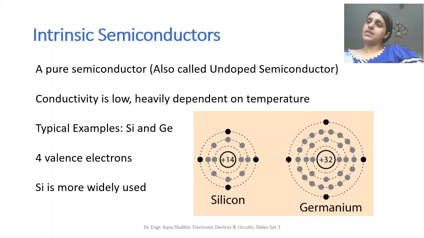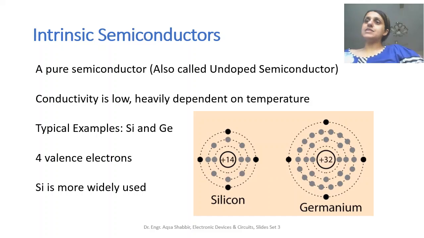Now we know that semiconductors are elements from the fourth group of the periodic table. So basically semiconductors are those materials which have 4 valence electrons. The most typically used semiconductors are silicon and germanium. Both, as you can see, even though they have different atomic numbers, with silicon having an atomic number of 14 and germanium having an atomic number of 32, because they are elements of the fourth group of the periodic table, each of them has 4 valence electrons. Then silicon is much more widely used as compared to germanium.